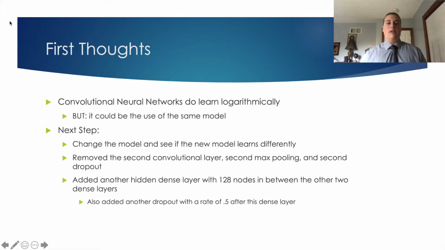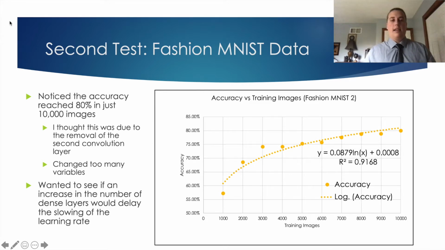So my next step was I wanted to change the model and see if it learned differently with a new model. So I removed the second convolutional layer, the second max pooling and the second dropout, and I added a hidden dense layer with 128 nodes in between the 2 other dense layers, and then I added a dropout layer of 0.5, so 50% of the neurons were dropped. And in this case, I just used FashionMNIST to see if there was any change. And I noticed that it was reaching 80% in 10,000 images when it was barely reaching that by the end for the last model. So I thought that was due to the removal of the second convolutional layer, but since I changed so many things at once, I couldn't really tell what it was from.